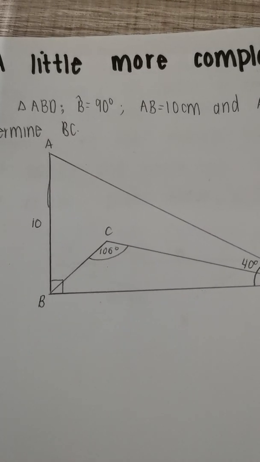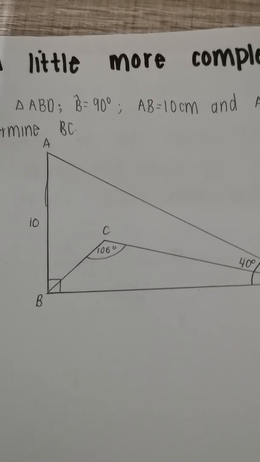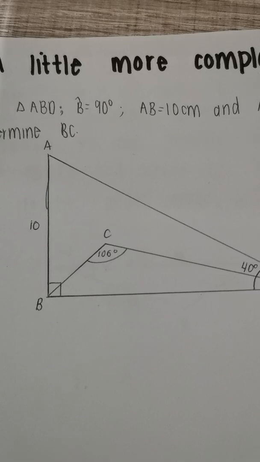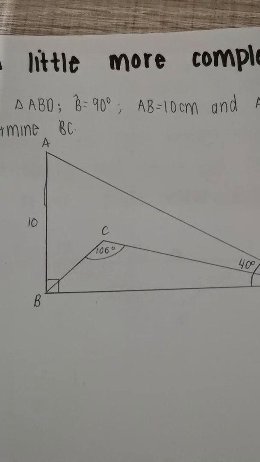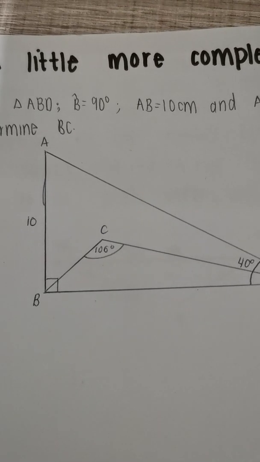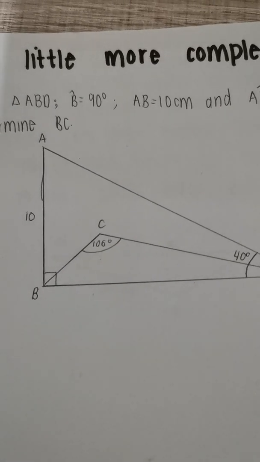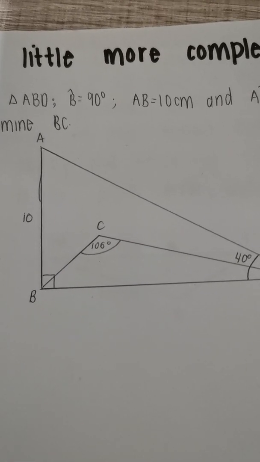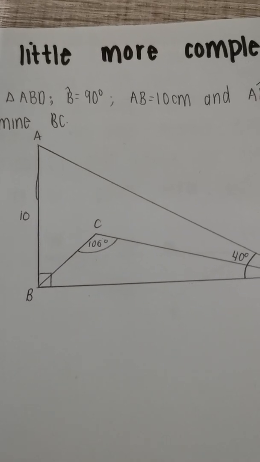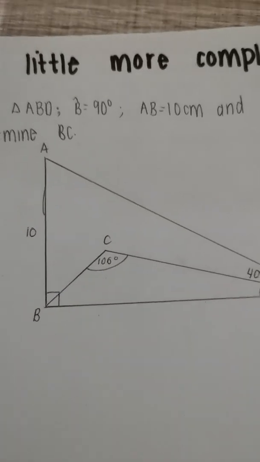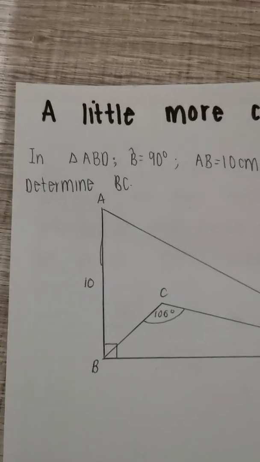Also, in this particular case, you're not only using the sine and cosine rule, you're also using your trig ratios. Sine is opposite over hypotenuse, cos is adjacent over hypotenuse, and tan is opposite over adjacent. You need to know those and how to use them as well. All right, let's see what we have over here.